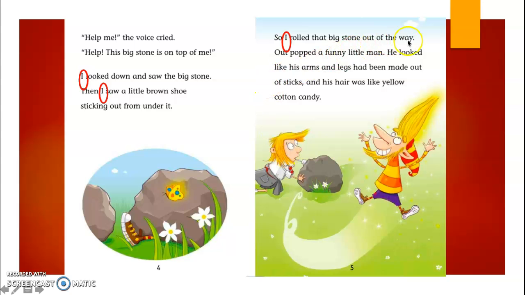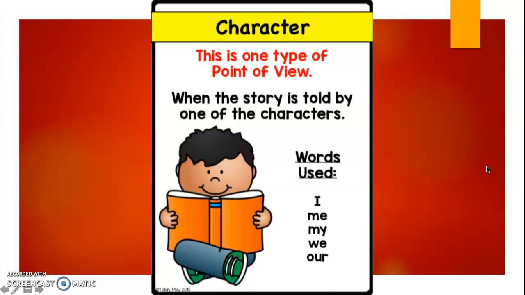"So I rolled that big stone out of the way. Out popped a funny little man. He looked like his arms and legs had been made out of sticks, and his hair was like yellow cotton candy." All right, so remember, those clue words that tell us if a character is telling the story, a character, they're in the story, we're going to see I used a lot. Me, my, we, and our. Okay? Let's go ahead and look at another story.